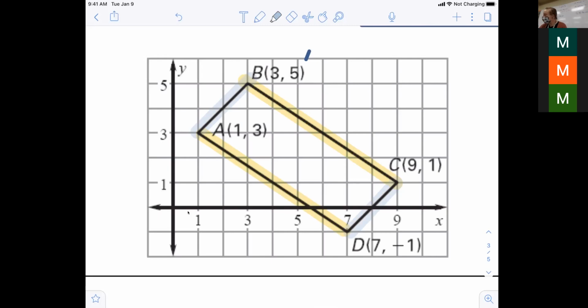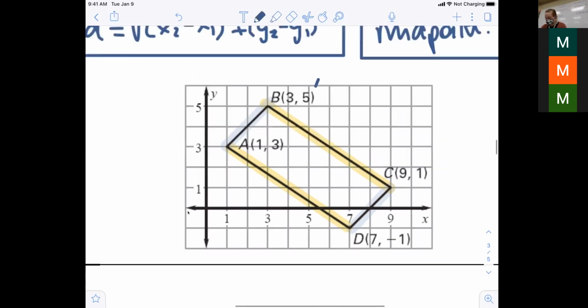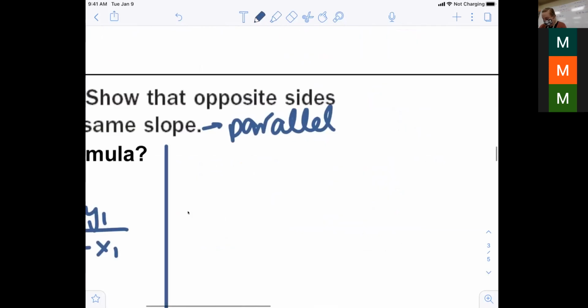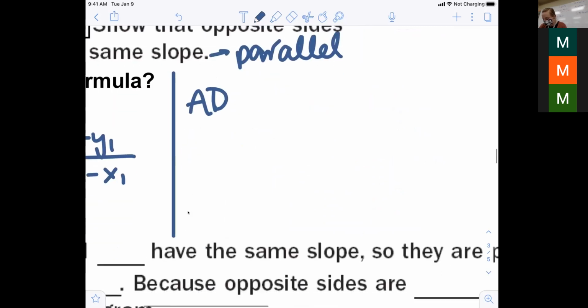Let's help each other out by splitting up the work. So let's do this. Girls, why don't you find slope for AD, and boys, you find slope for BC, and then we'll compare. This is just a quick turn and talk, not a huge group project.